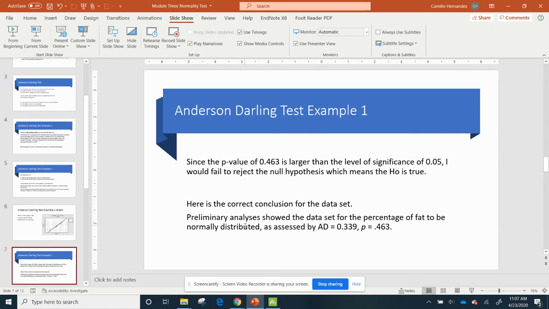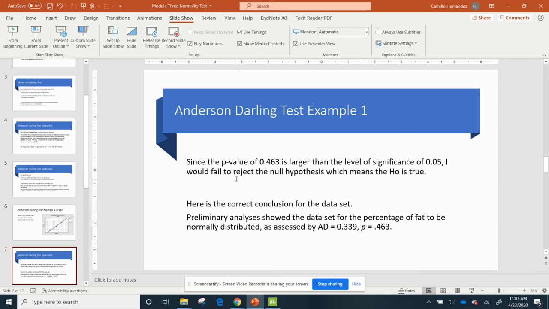So here's a way to say that: preliminary analysis shows the data set for the percentage of fat to be normally distributed as assessed by AD. And in the industry, we know that's an Anderson-Darling, which is this, and a p-value of 0.463. That's how you're going to write it up. You told me that you ran an Anderson-Darling test, you gave me the value, and then you gave me the p-value. That's how you do that.